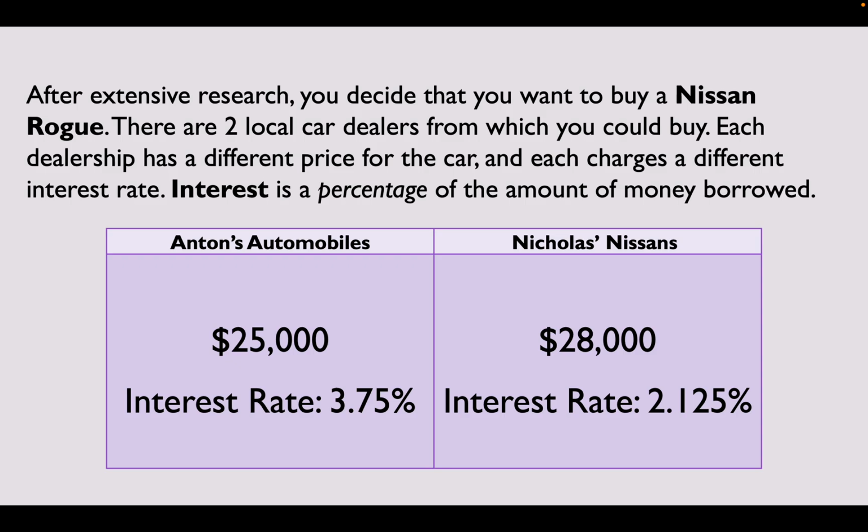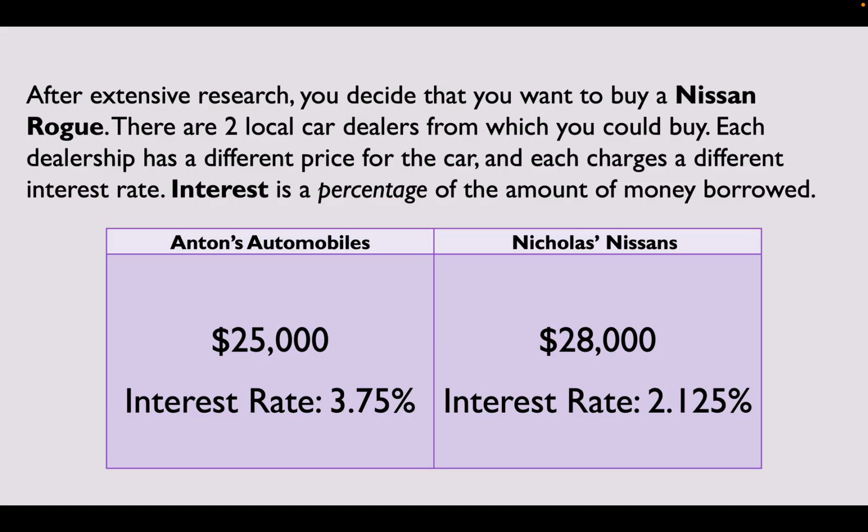So after you do some research, you decide you're going to buy a Nissan Rogue. There are 2 local car dealers from which you could buy. Each dealership has a different price for the car and each charges a different interest rate. Interest, as I said, is a percentage of the amount of money that you borrow for the car. At Anton's Automobiles, the price of the car is $25,000 with an interest rate of 3.75%. That means you will pay the $25,000 for the car and then you will pay an additional 3.75% per year on top of that. At Nicholas's Nissans, the car is $28,000 with an interest rate of 2.125% per year.